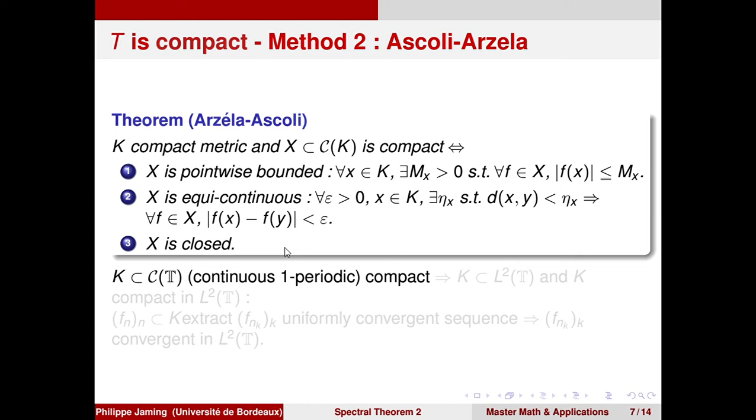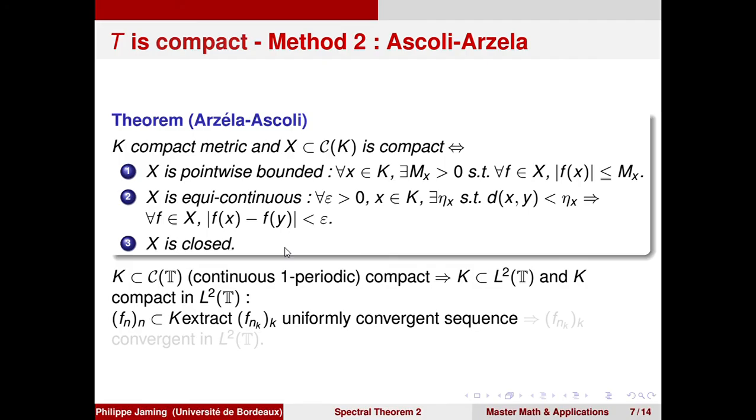Why are we looking at continuous functions? We are in L2 of T. Well, if K is included in C of T, continuous one-periodic, and is compact, then to start with, K is also part of L2 of T, because continuous functions are square integrable, and K is also compact in L2 of T. Why? Because if we take f_n a sequence in K, we can extract a subsequence that is uniformly convergent, and uniformly convergent sequences are also convergent in L2 of T. So we have extracted from f_n a sequence that converges in L2 of T, therefore the set was compact.